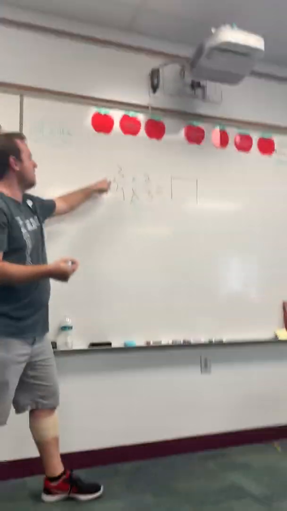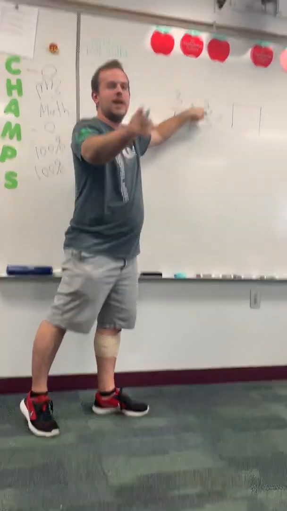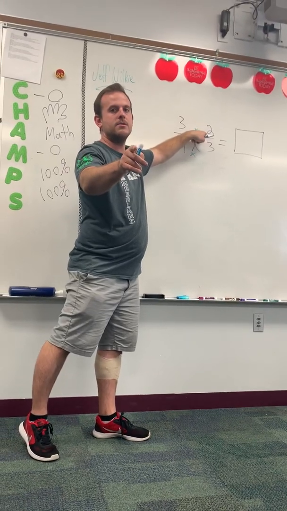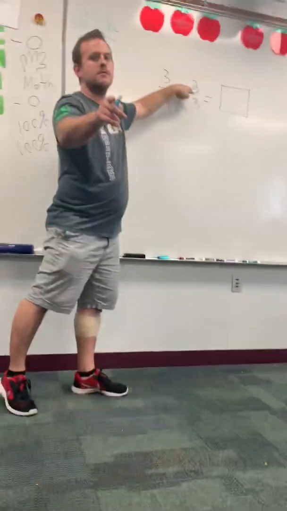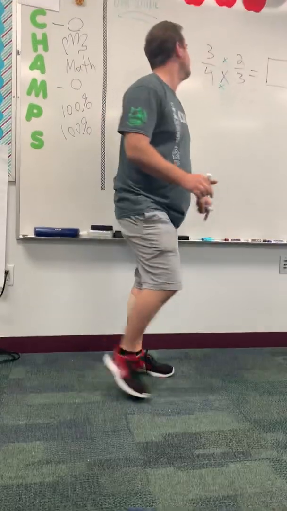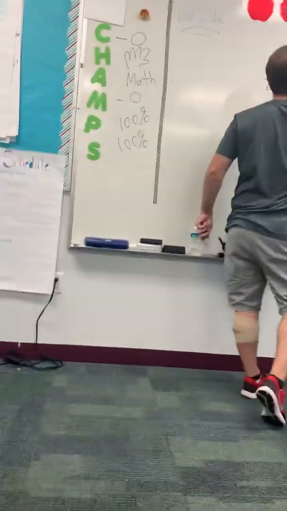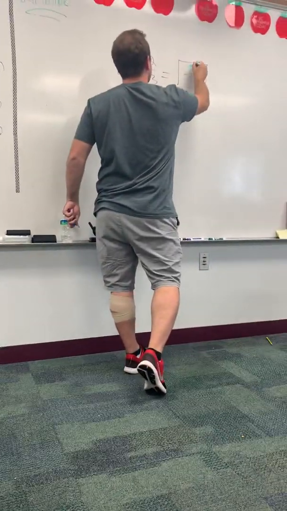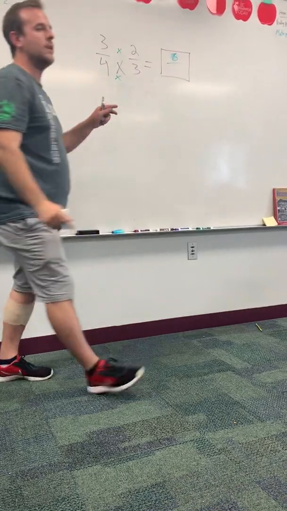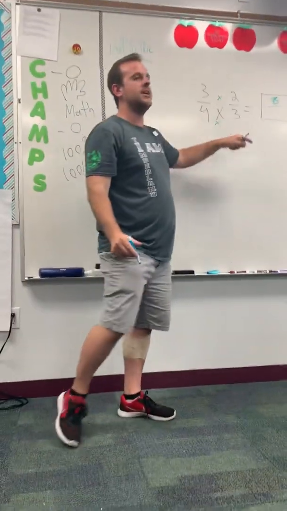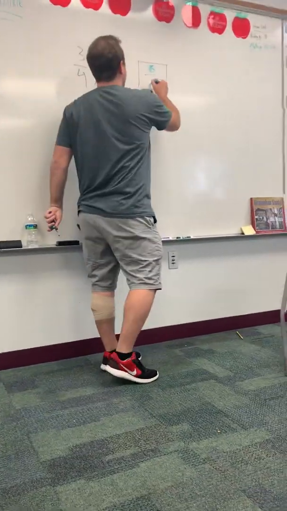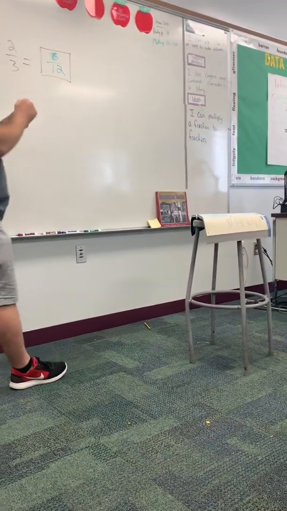So you would say 3 times 2 is what, Dwight? 3 times 2? Yeah. Bro, 6. 6. 3 times 2 is 6. Make sure you guys, that's messy. It's 6. Then we go down to the bottom one. Aaron, 4 times 3 is? 12. And you get 6/12.